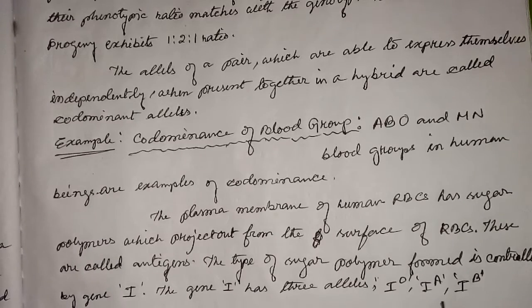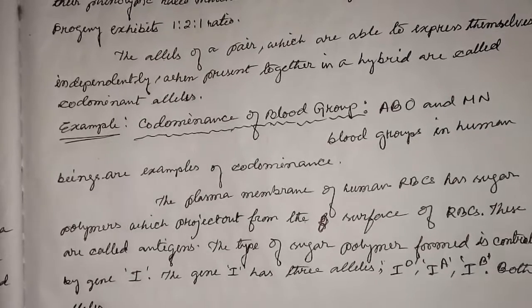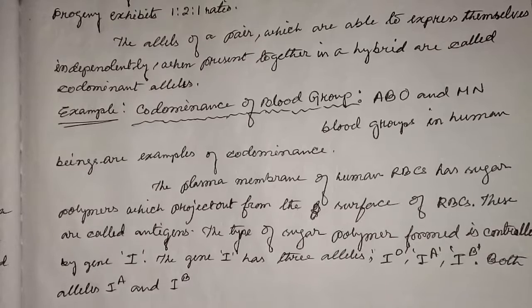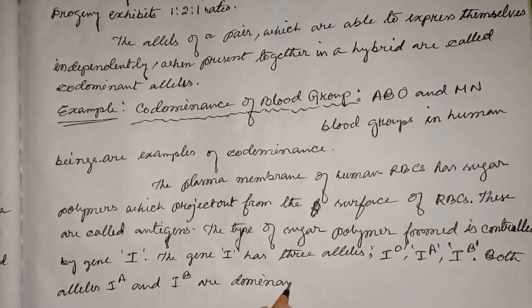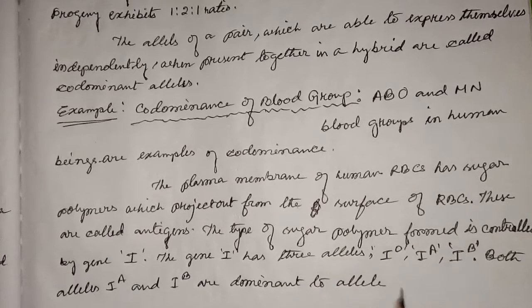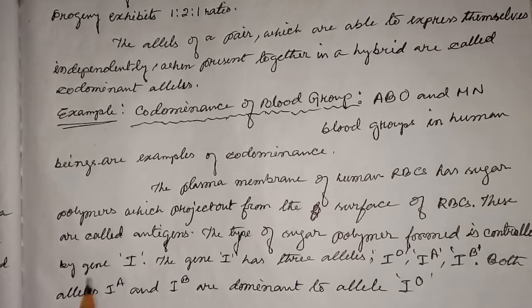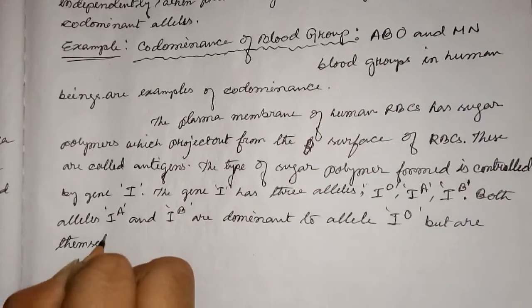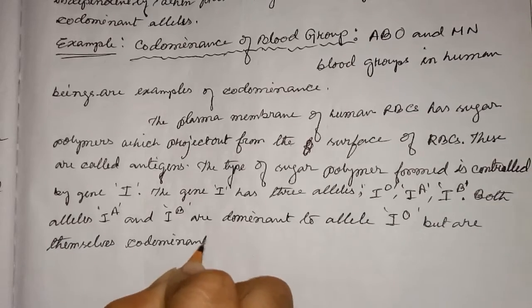Both alleles IA and IB are dominant to allele IO, but are themselves codominant.